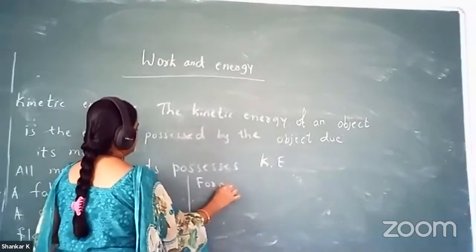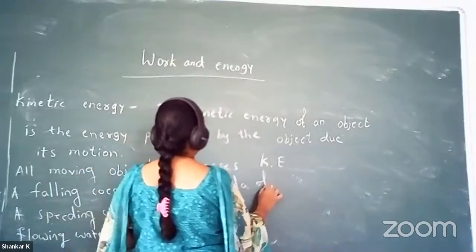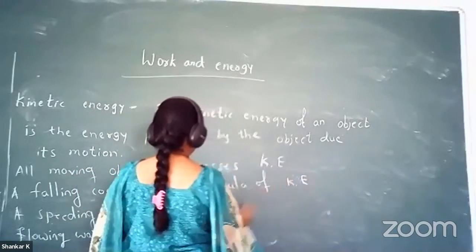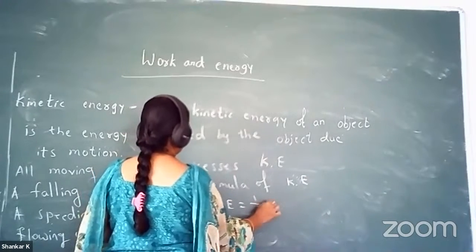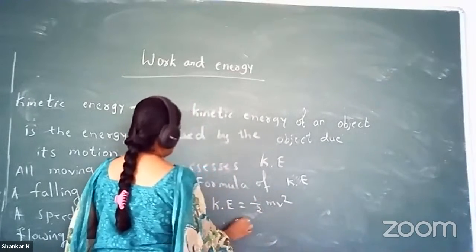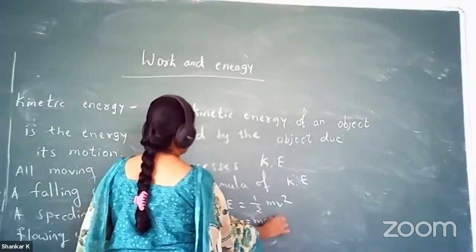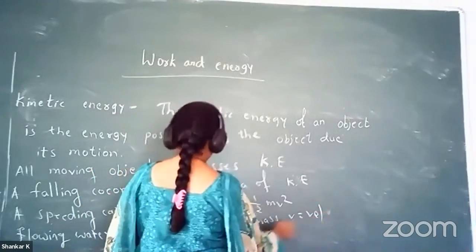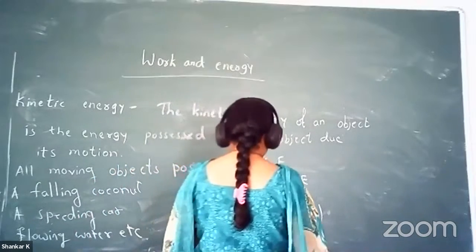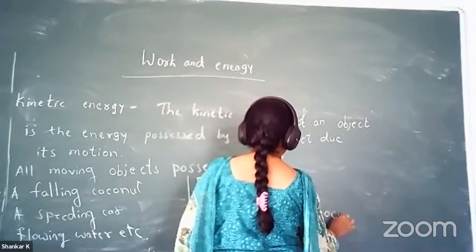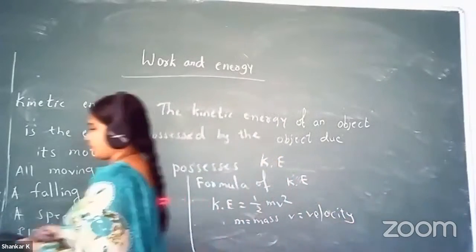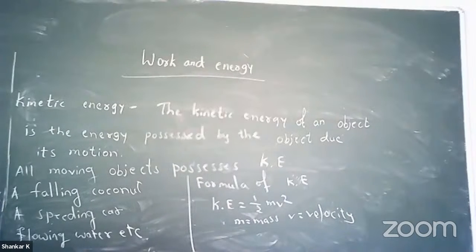Formula of kinetic energy: kinetic energy is equal to half into mv square, where m is equal to mass and v is equal to velocity. This is kinetic energy. Potential energy I will give you tomorrow. Note that.